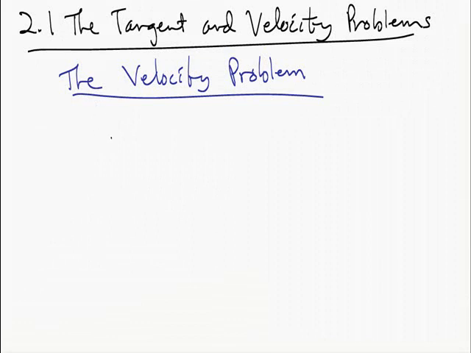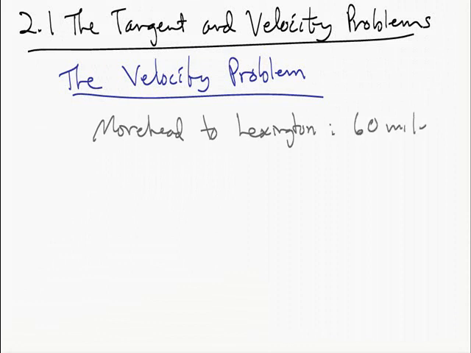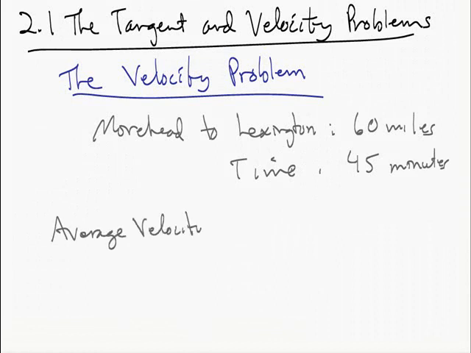So again, let's suppose that we went from Moorhead to Lexington. So the distance traveled then is 60 miles. And let's suppose that the time we did it in was a rather crisp 45 minutes. And I wanted to find the average velocity, the average velocity that I traveled. Well, what would you do?